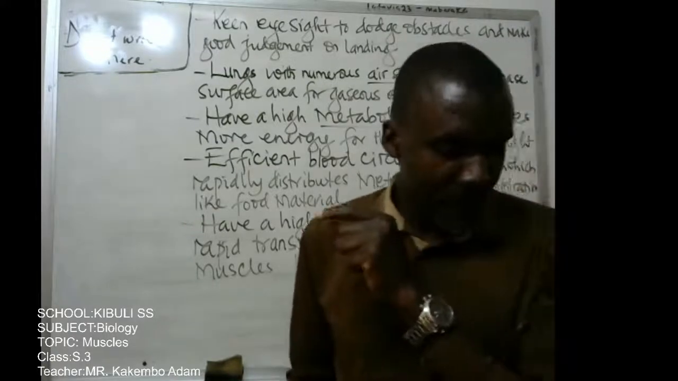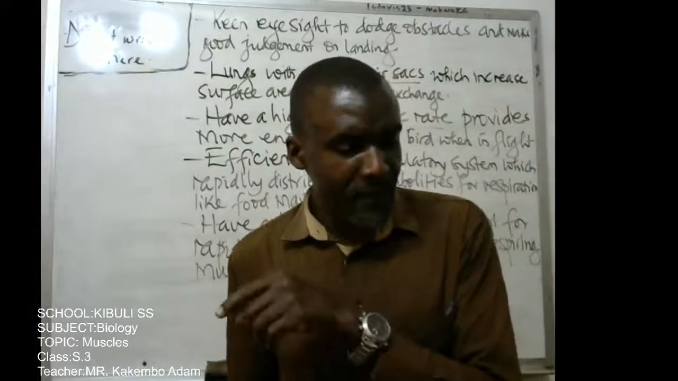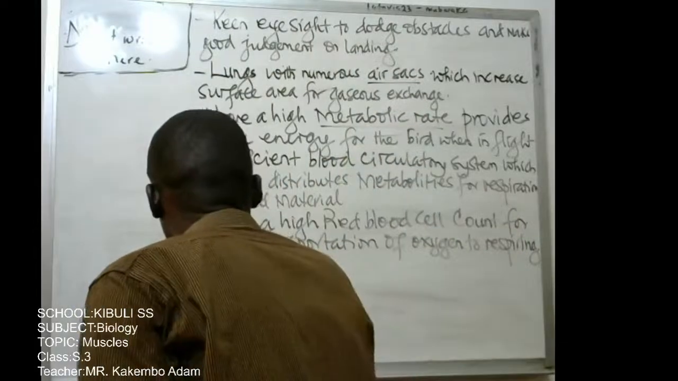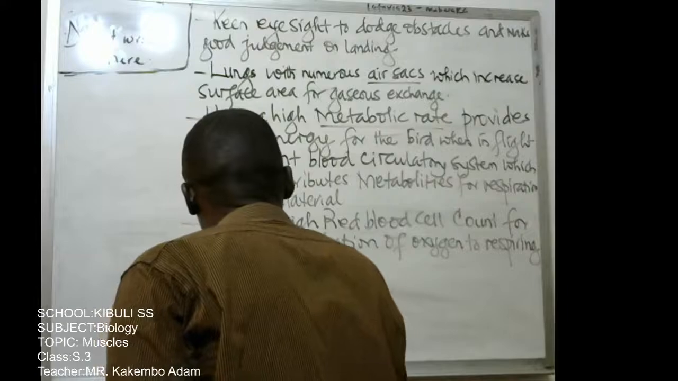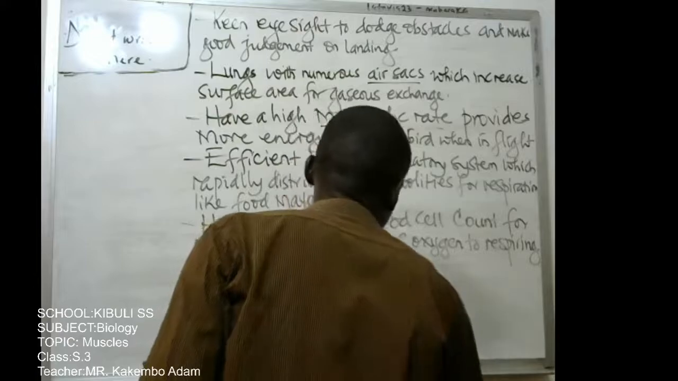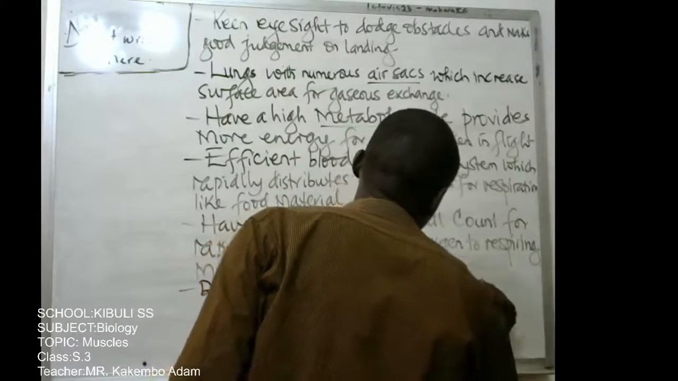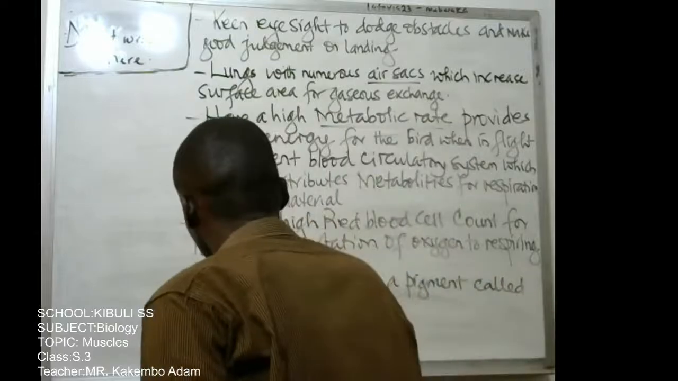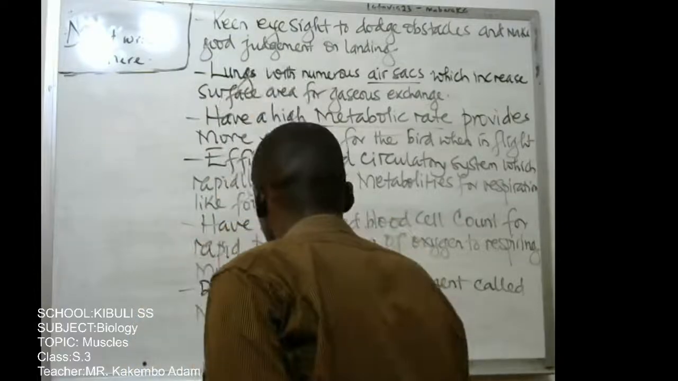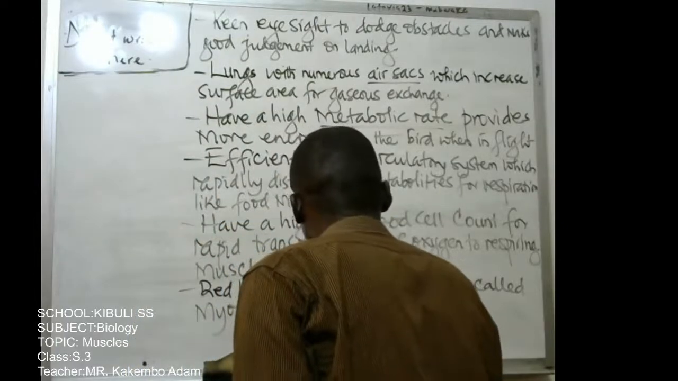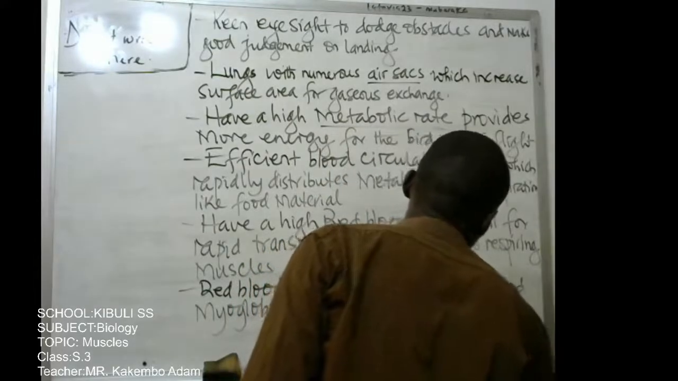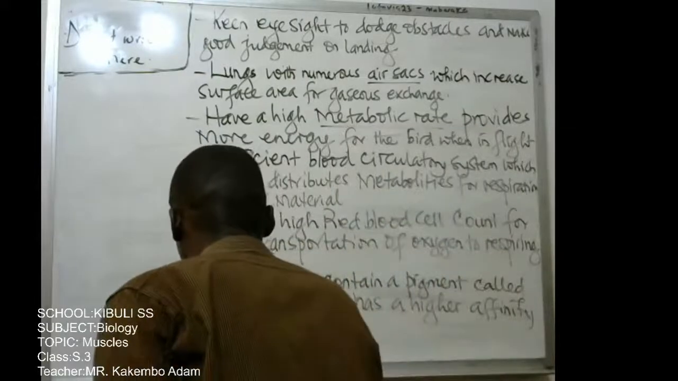Then some birds have red blood cells that contain a pigment called myoglobin, which has a higher affinity for oxygen.